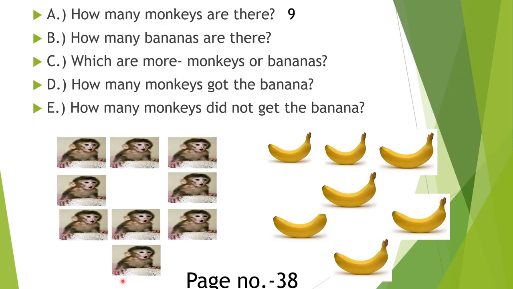B part is how many bananas are there? Now we will count all bananas. Let's start. We will count 1, 2, 3, 4, 5, 6 and 7. How many bananas in this picture? 1, 2, 3, 4, 5, 6, 7. How many bananas are there? 7.